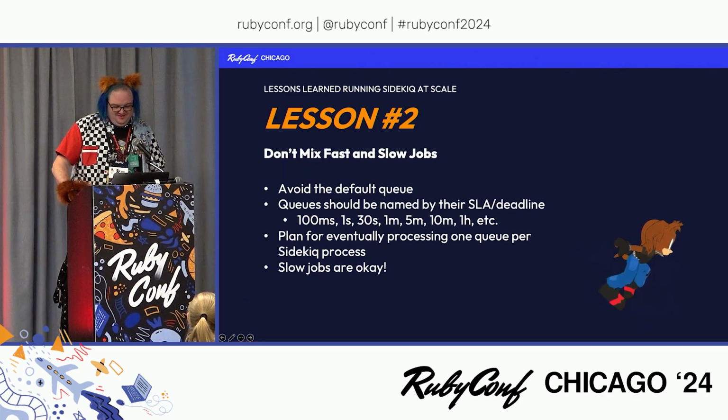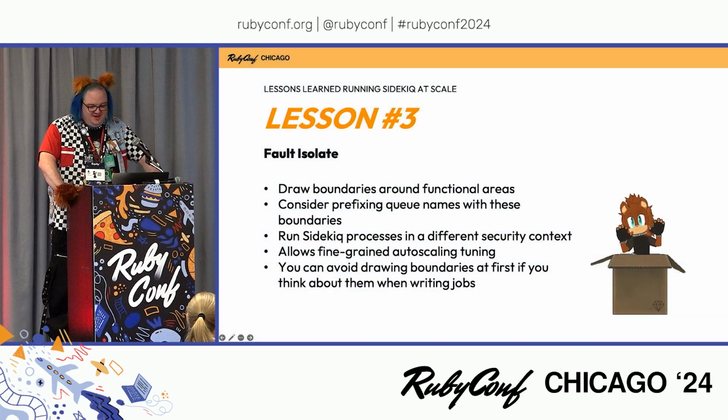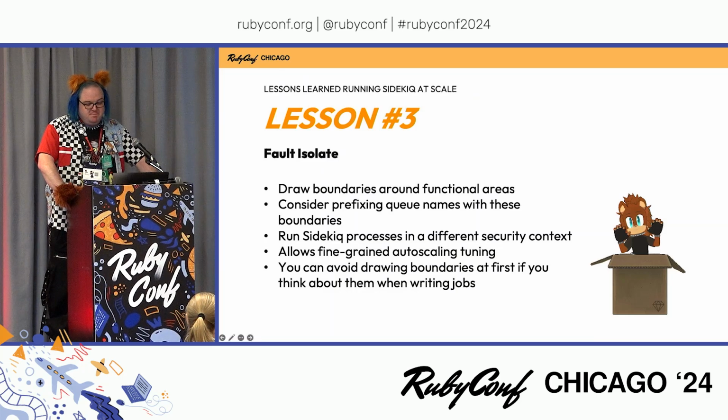So the third lesson is to contradict a little bit what I just said about using queues named after the SLA you want, but to fault isolate. Think about boundaries for packwerk, right? Anyway, if you're going to modularize with packwerk, then you're already drawing these boundaries. You're going to have different components and stuff like that. And you can think about your Sidekiq queues the same way, right? So you have your SLA-based queues, but you prefix them with the name of the component.